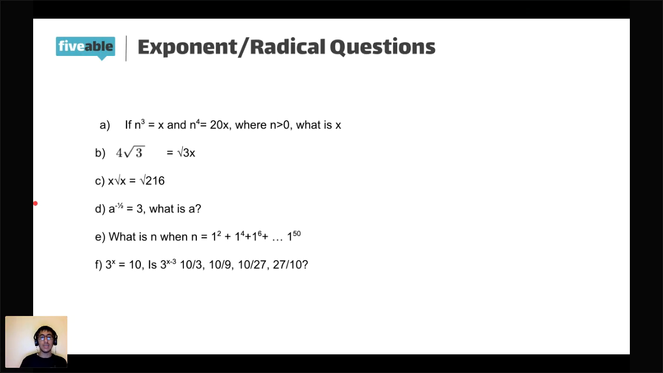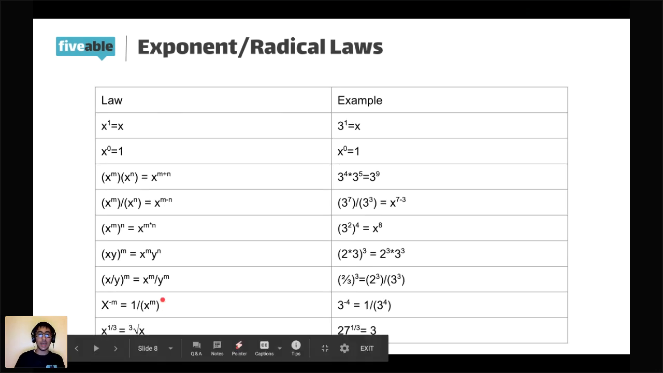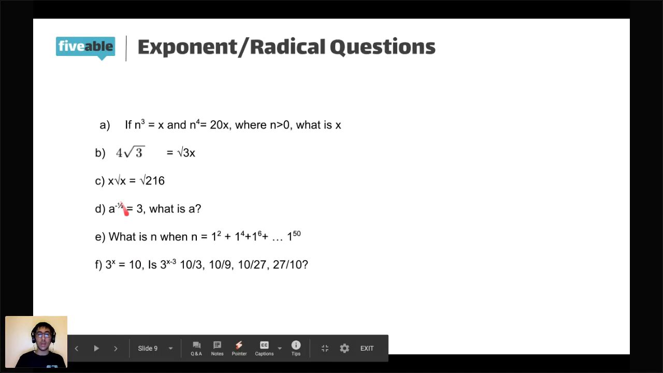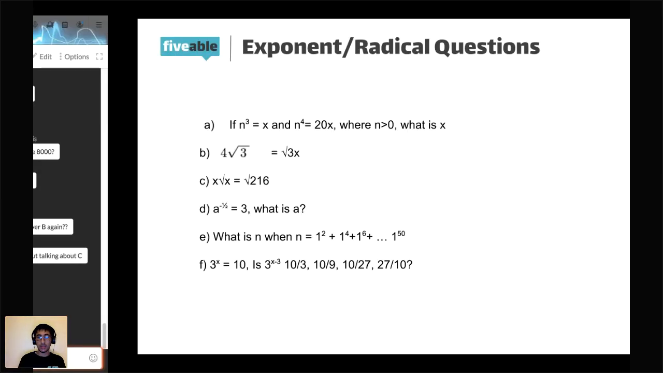In question D, we have a to the negative 1/2 equals 3. So what is a? We can go back to our rules, and we'll see that when we have something to the negative, we do 1 over. And when we do something to the 1/3, for example, we take the cubic root. So we know we have to bring it 1 over. So it will be 1 over a to the 1/2, correct? Does everyone get that part?